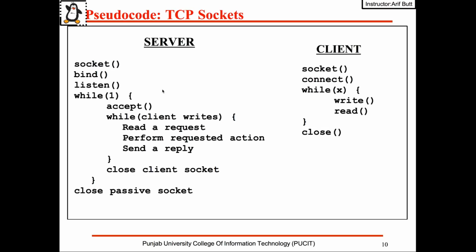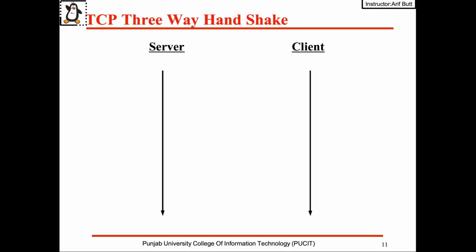Well, this slide shows a pseudocode of the sequence of system calls for TCP or stream sockets for the server program as well as for the client program. And let us understand the three-way handshake with the help of this illustration.